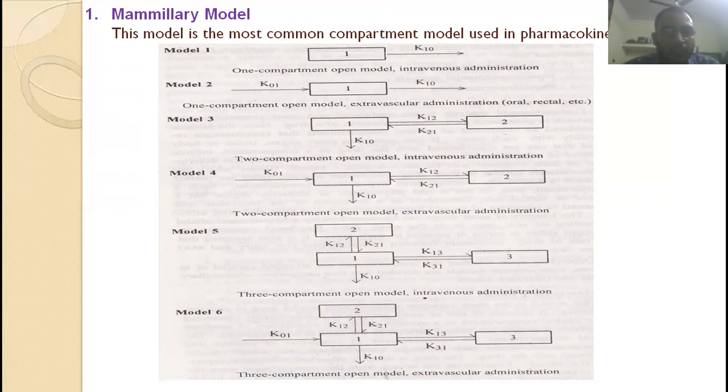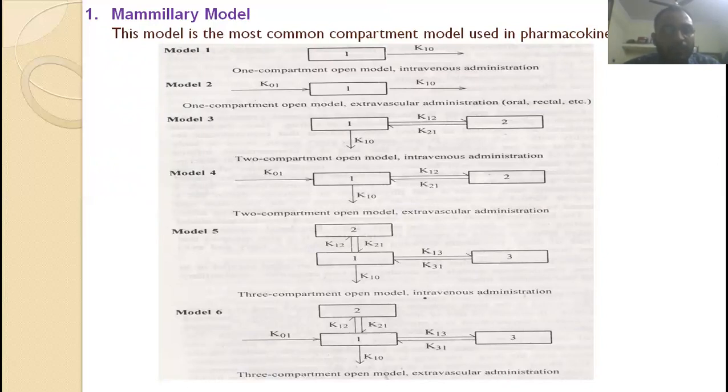First is model 1, one compartment open model, intravenous administration. When the dosage form is given by intravenous route, the absorption phase is bypassed, goes into the systemic circulation and then is excreted through the different pathways of the body.